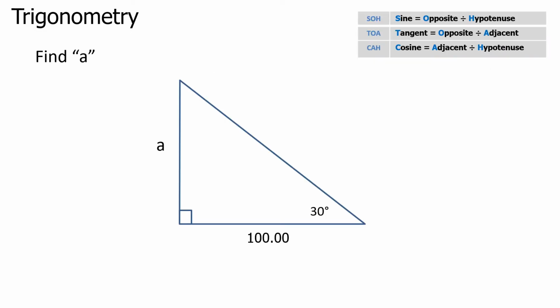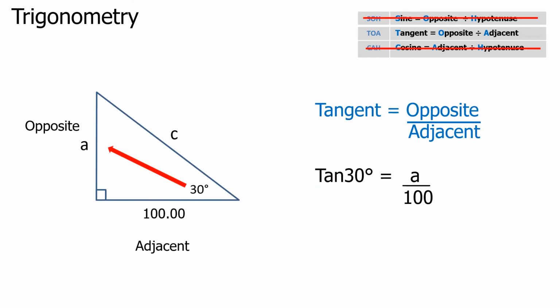Let's have a look. I've got a right angle triangle, I've got one angle and one length, and I need to find length A. So I'm going to have to use trigonometry. Okay, I have an opposite side and an adjacent side and an angle. In this example, I'm going to use tan, which is opposite over adjacent. I can now go ahead and populate my formula.